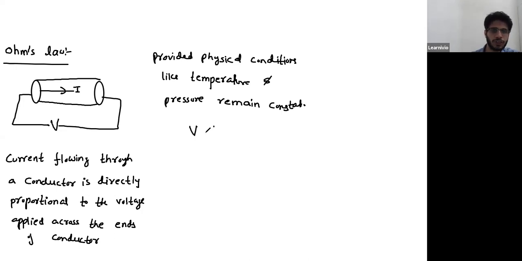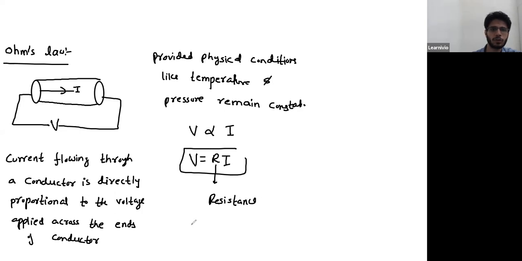So it says V is proportional to I. The current flowing through a conductor is directly proportional to the voltage applied across its ends. If you remove the sign of proportionality, we use a constant R. This R is known as resistance. So you can say that resistance is V by I.